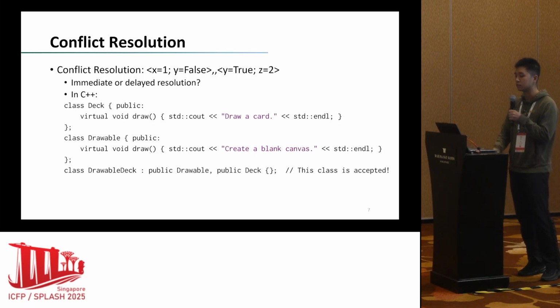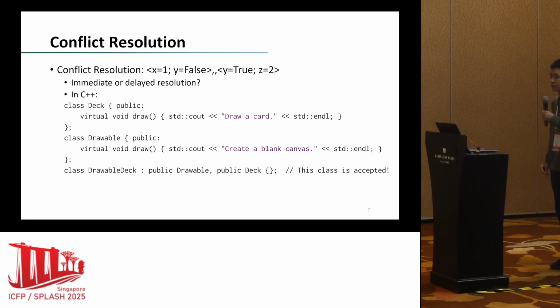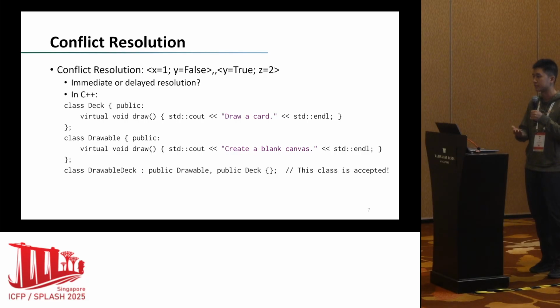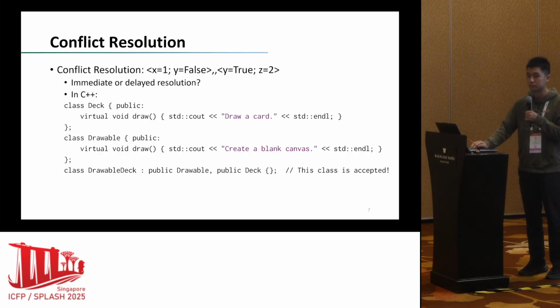And here is a delayed conflict resolution example inside C++. Here, suppose we got two classes. One is the class stack, and the other is the class drawable. Both of the class has a virtual function method called draw. You may find that the draw function have different implementation inside the class. However, when we define a third class called the drawable deck, which inherits these two classes, the C++ accepts it. It will later abort the program when you call the draw method of the drawable deck, but at this stage, the drawable deck is accepted. So the delayed conflict resolution is to delay the conflicts until you use it.